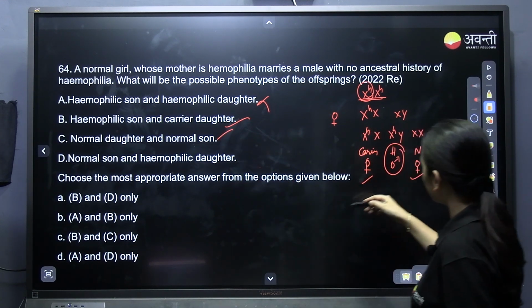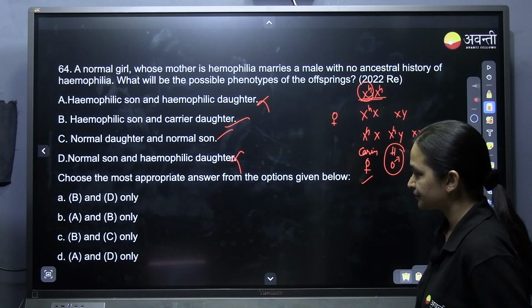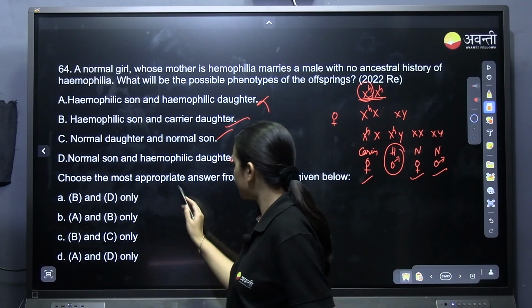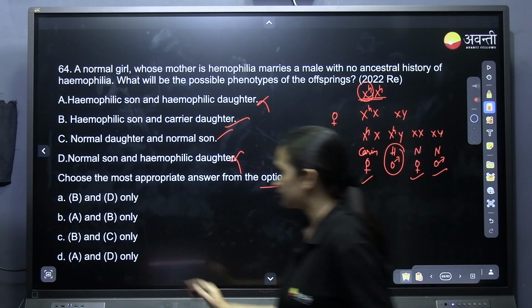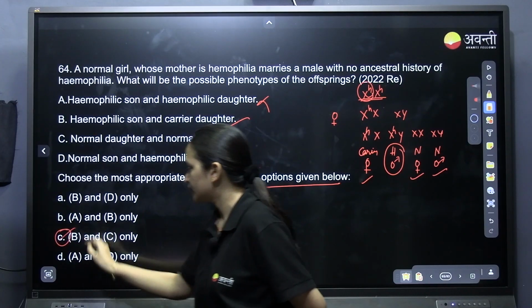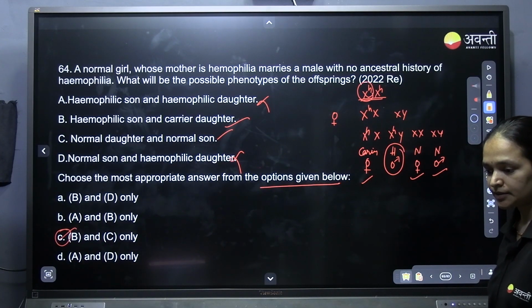Normal son and hemophilic daughter is not there, which means B and C. We need to find the possible phenotypes, that is B and C. Understanding? Any doubts regarding this? Yes.